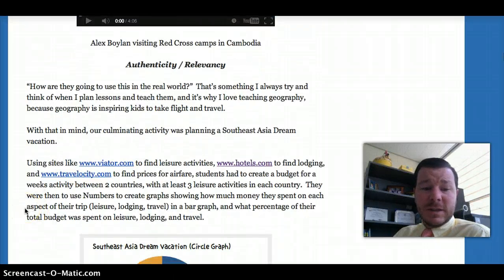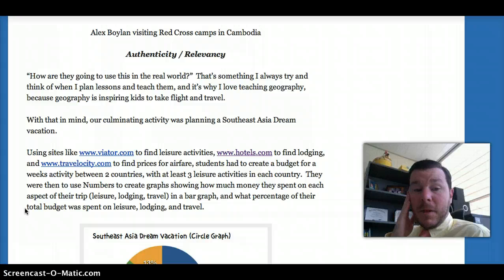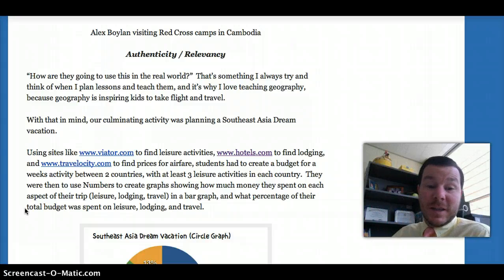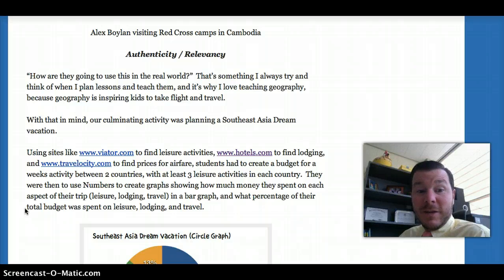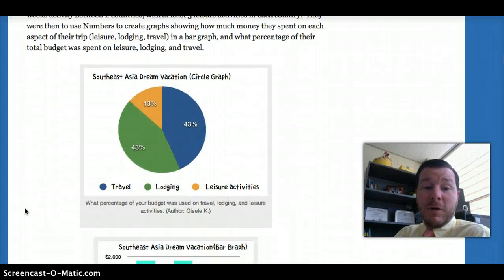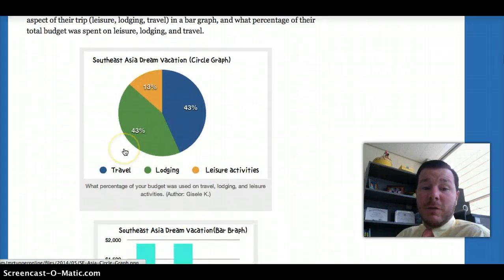Authenticity and relevancy is very important. One of the favorite projects that the kids absolutely enjoyed was a dream vacation. They would use Viator to find leisure activities, Hotels.com to find lodging, and Travelocity to price out airfare. They had to find at least 3 leisure activities. Then they would make a circle graph using numbers: what percentage did you spend on travel, what percentage on lodging, and what percent on your leisure activities.